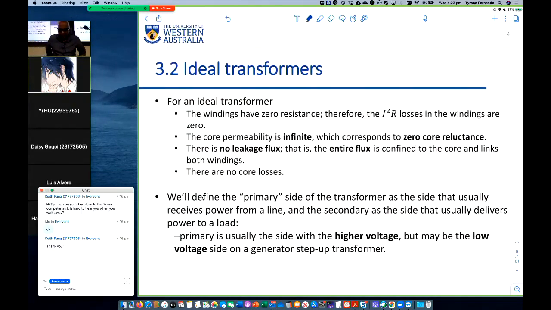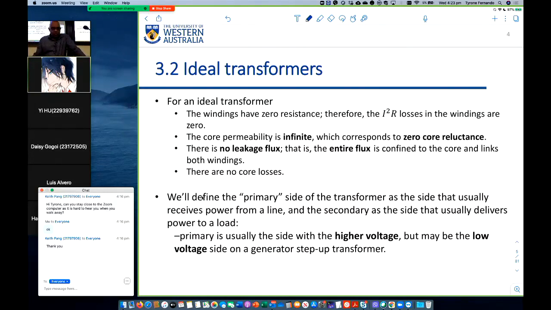All right, I think we can make a start again. So let's begin our discussion with what is an ideal transformer. An ideal transformer has windings with zero resistance. We know the transformer has two windings, the primary winding and the secondary winding, and the winding resistance of an ideal transformer we take as 0. Therefore, I squared R losses in the windings are 0. There is no resistance if we assume that the winding resistance is 0.